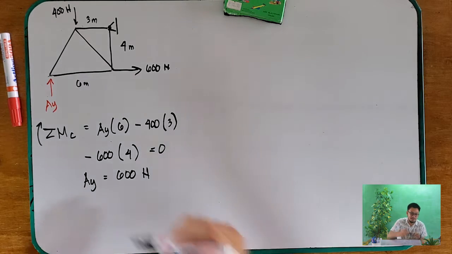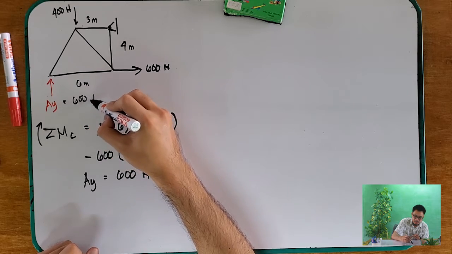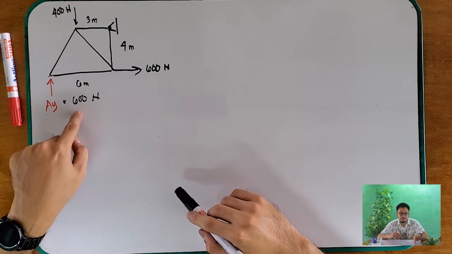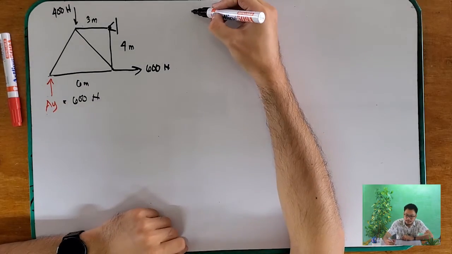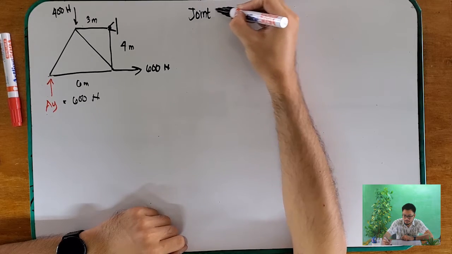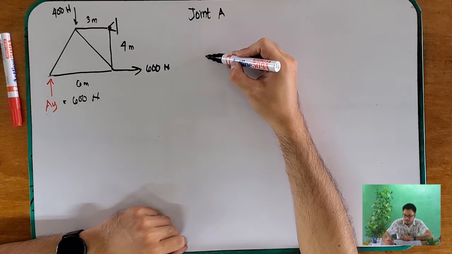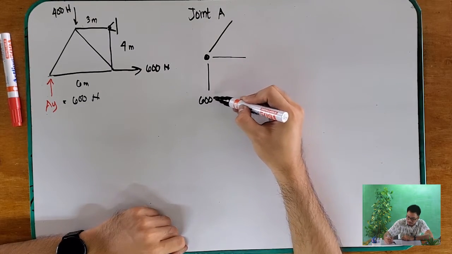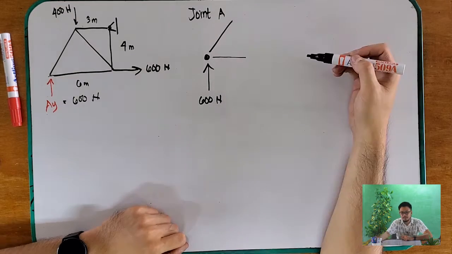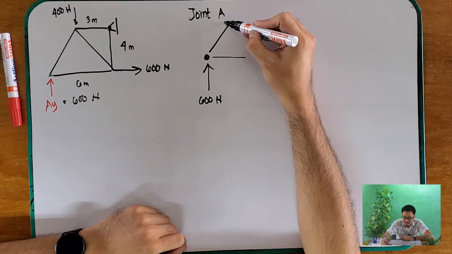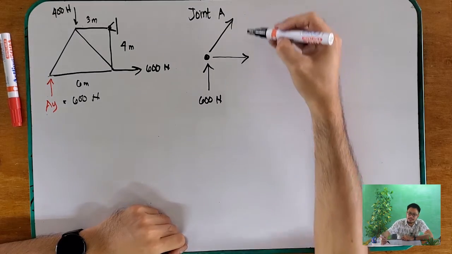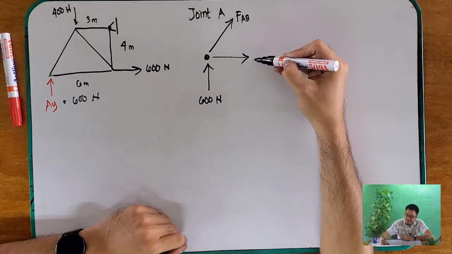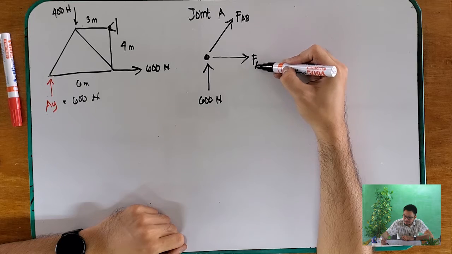Okay, so now we have solved this one. This is 600 newtons. Okay, so solve na nato. Then we can choose joint A. So these are the forces on your joint A. This is your 600 newtons, and it is going up. And you don't know these forces. These are unknown. This is FAB, and this is FAD.